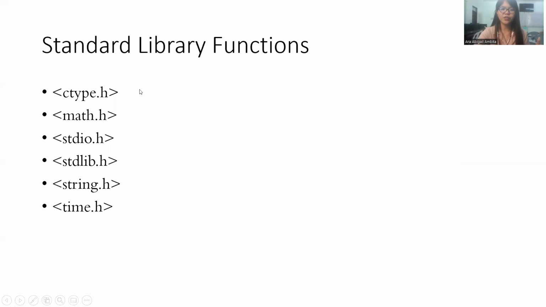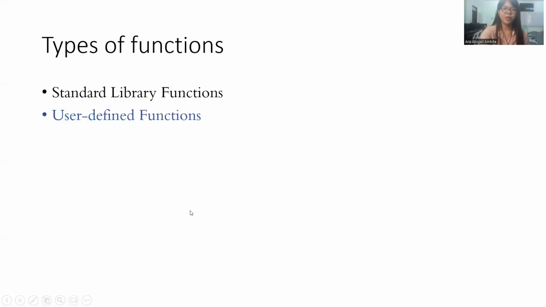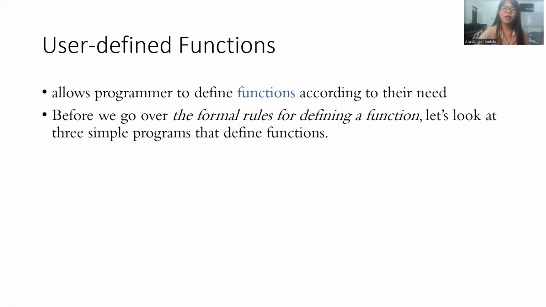Here are other standard library functions in C, and you can do research on your own. You have ctype.h, math.h, and stdio.h, which you have already been introduced to, then stdlib.h, string.h, time.h, etc. We also have the user-defined functions. User-defined functions are functions that you, as the programmer, define, according to what you need.